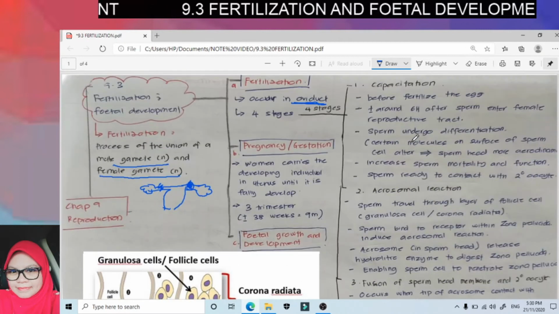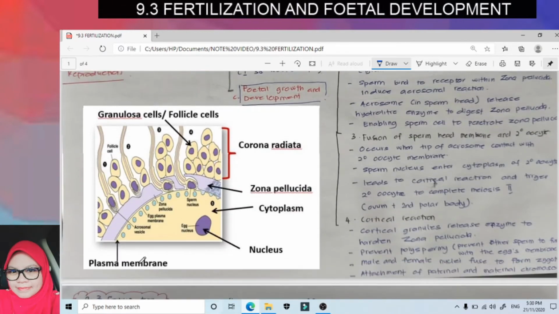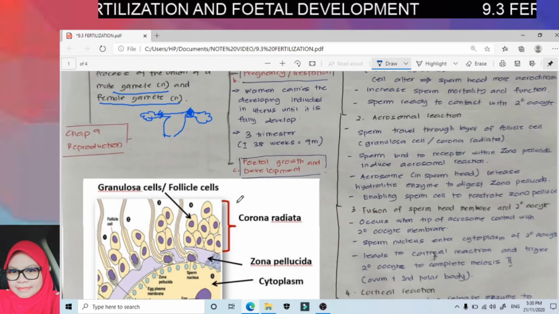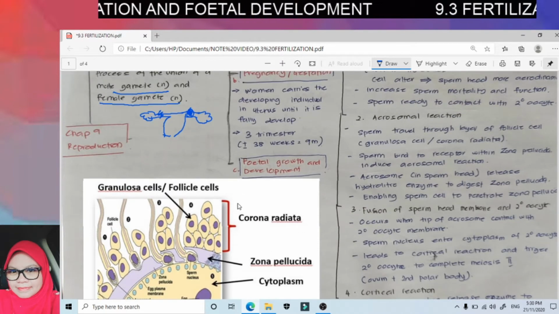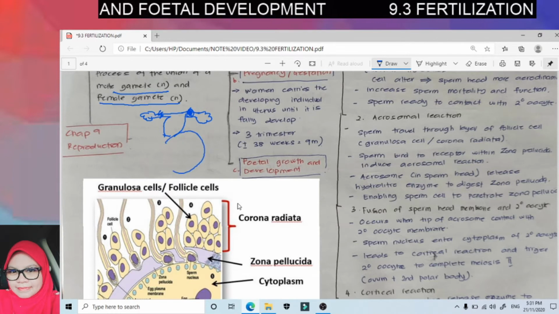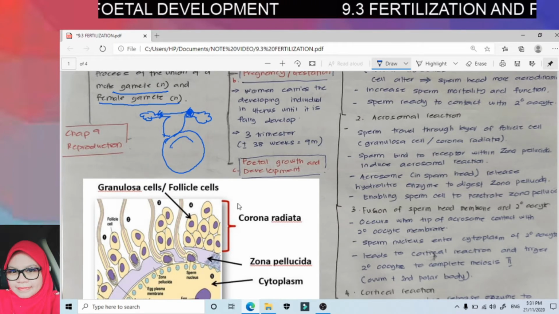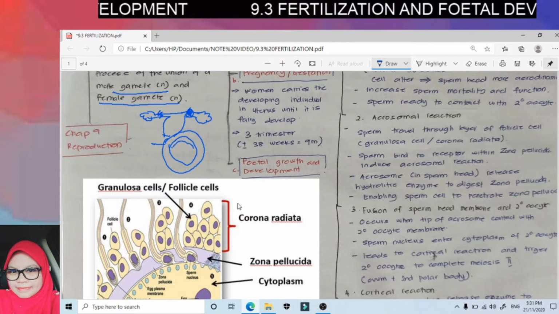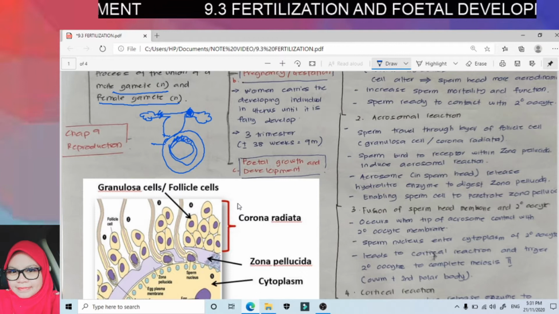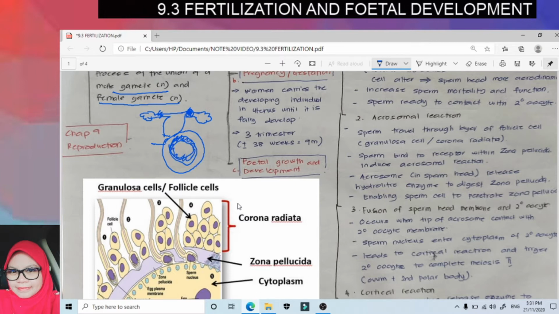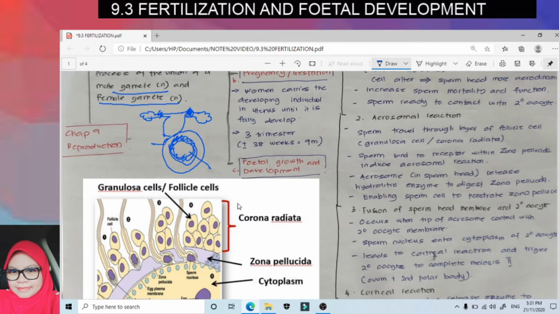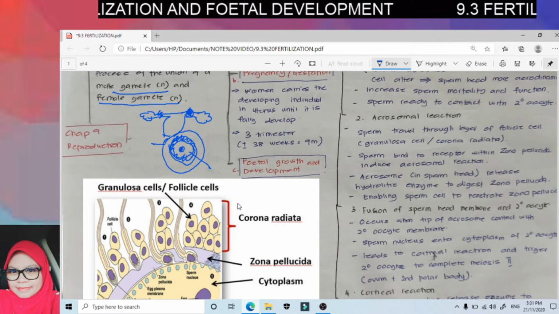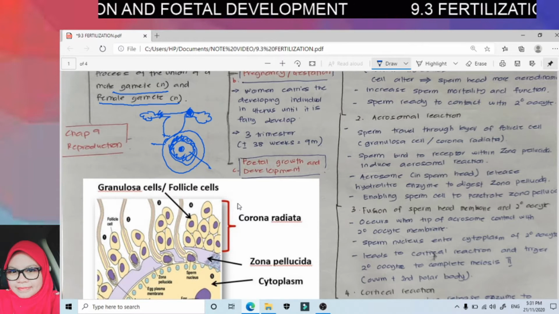Before we go through all these stages, recall back the structure of the secondary oocyte. It has the outer layer from the follicular cell, which we call the granulosa cell. Then the jelly coat layer called Zona Pellucida. Here is the plasma membrane of the secondary oocyte, and here is the egg nucleus.